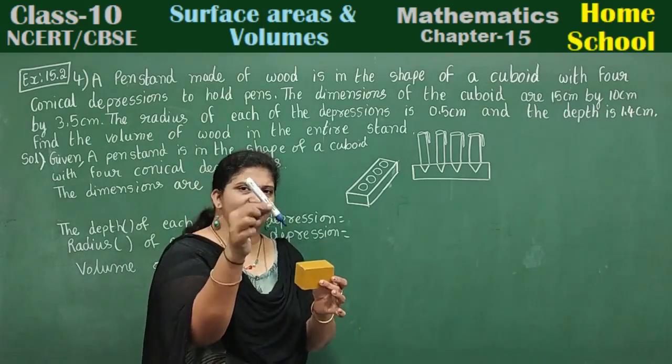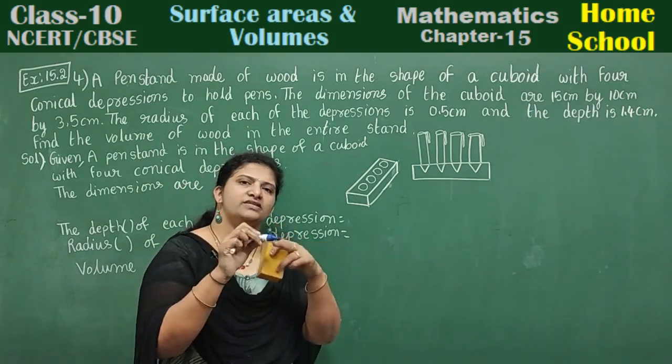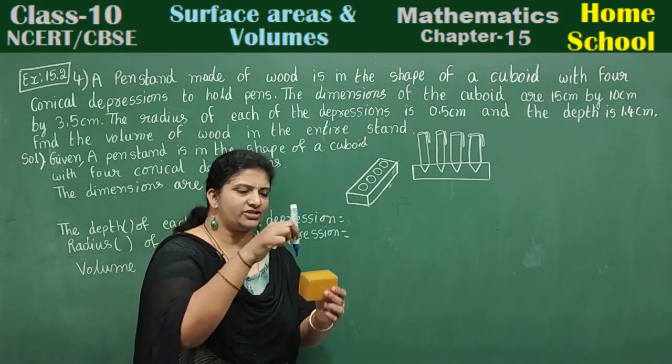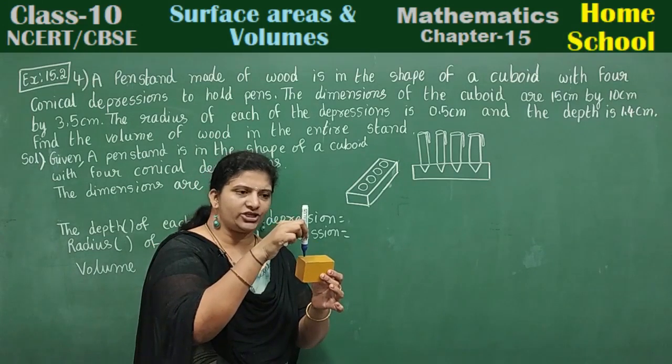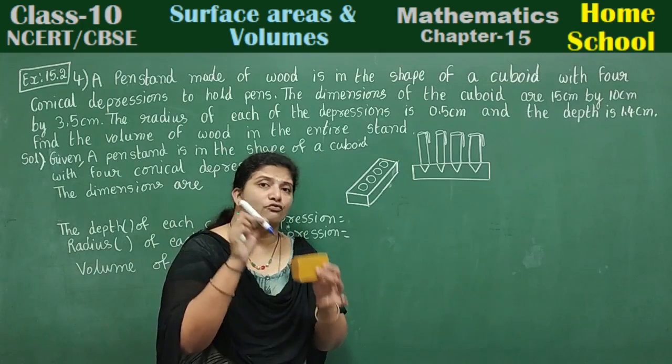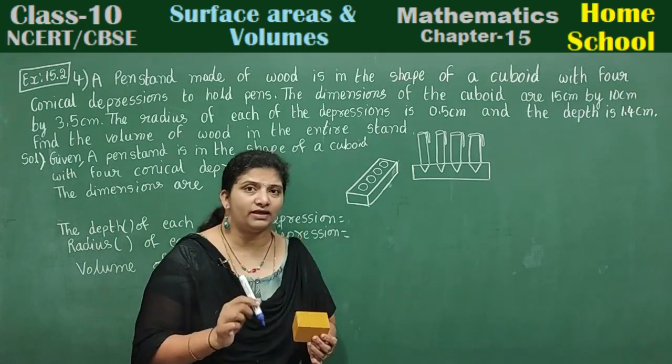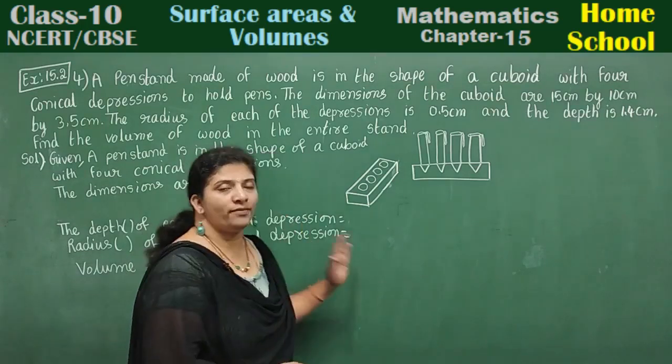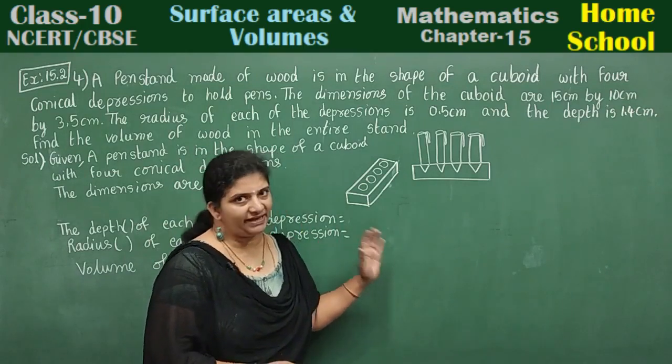Look here, imagine this as a pen. This is a conical shape you need to imagine. In that conical shape, this pen is kept. Like this, how many pens? 4 pens are kept in the pen stand. 4 pens are placed in the pen stand.